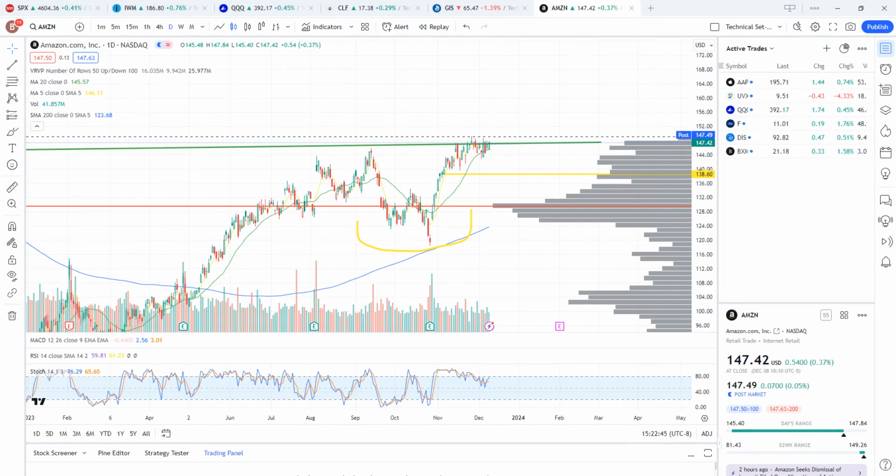Welcome to our beginner's guide on how to trade using support and resistance levels. Understanding these key concepts is essential for being a successful trader. So let's dive right in.